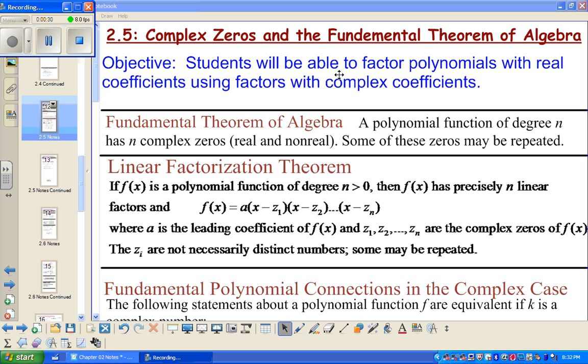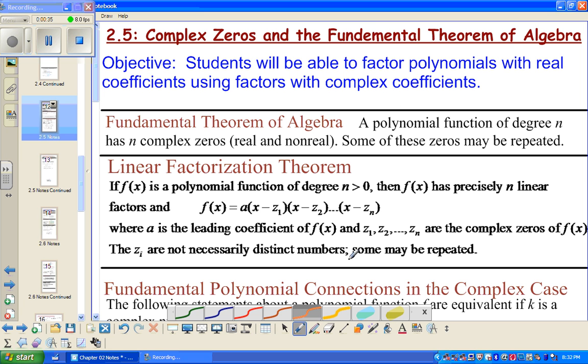Remember, when we're talking about complex numbers, we're talking about numbers that are in the form a plus bi. So what that means to you is the number has a real part and an imaginary part. That's a complex number. Sometimes the a is 0, sometimes the b is 0. So when we talk about complex numbers, we're talking about numbers that could be real, could be imaginary, could be both. So keep that in mind.